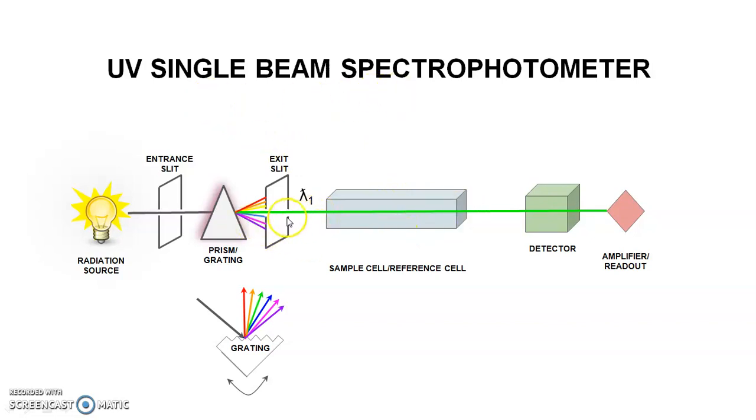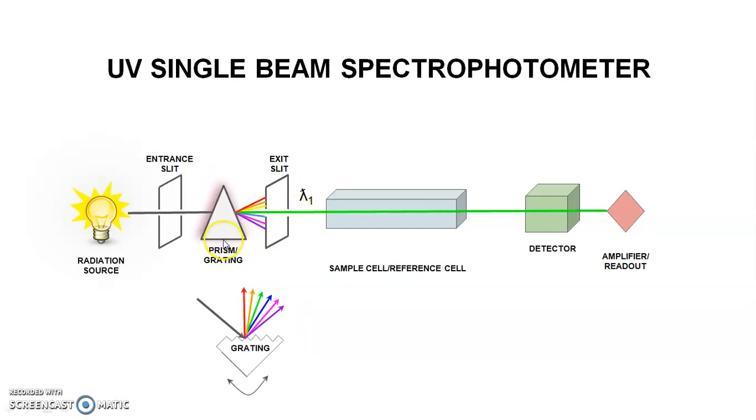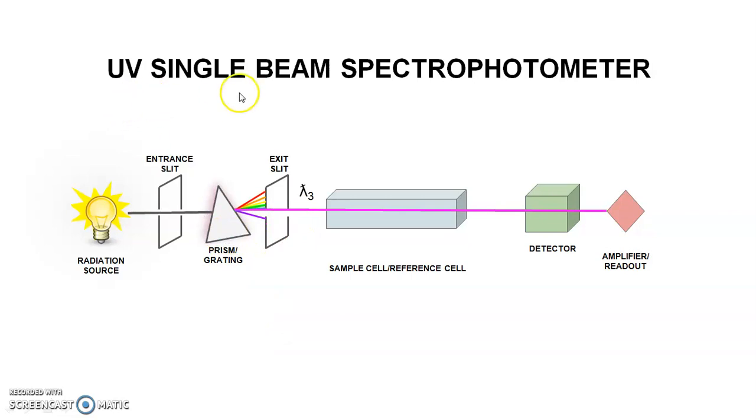We can change the wavelength just by turning the wavelength selector. Now we have a different wavelength, and we can again change it to have a different wavelength. So it involves the movement of this wavelength selector so that we can choose the desired wavelength at a time. So that is all about a single beam instrument.